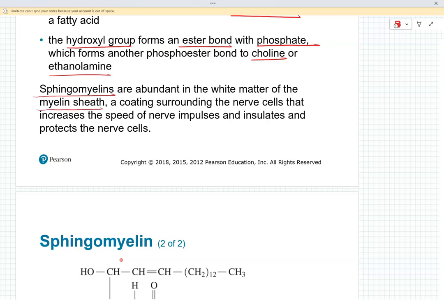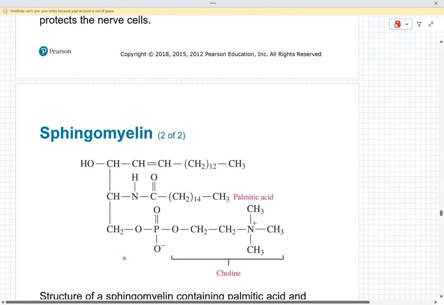Sphingomyelin is found in myelin sheath, the coverage that surrounds many of human neurons, not all of them, but the majority of them, providing electrical insulation and increasing the rate of transmission of nerve signals.